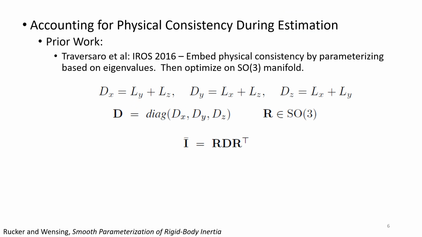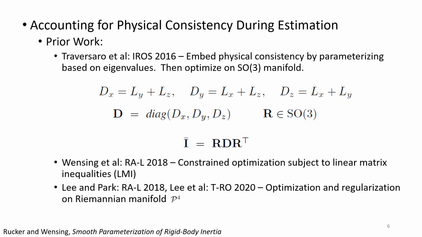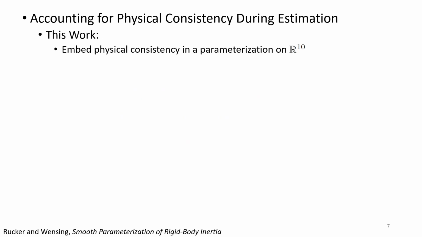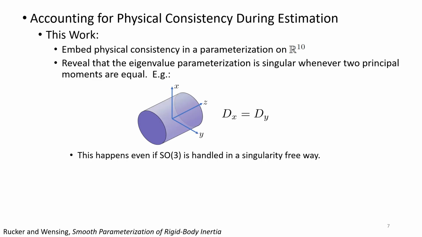Prior work explored embedding physical consistency in a parameterization using the eigenvalues and rotation matrix. Later, the pseudo-inertia was leveraged to do estimation subject to linear matrix inequalities and unconstrained estimation on the Riemannian manifold P4. In this work, we return to the idea of embedding physical consistency in a parameterization, which enables unconstrained optimization on the vector space R10.